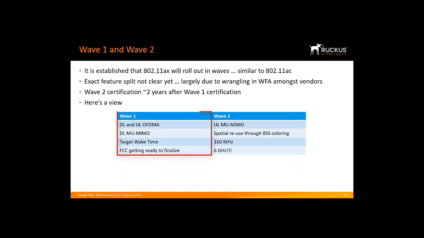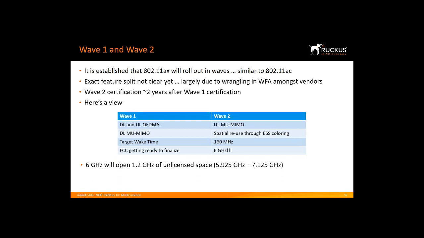Wave 1 will include downlink and uplink OFDMA, downlink multi-user MIMO, target wake time, and hopefully the FCC finalization. Wave 2 will include uplink multi-user MIMO, spatial reuse using BSS coloring, 160 MHz, and 6 GHz. The FCC is still working on finalizing the release of the 6 GHz unlicensed spectrum. It will open up 1.2 GHz of unlicensed space in the 5.925 to 7.125 GHz range.